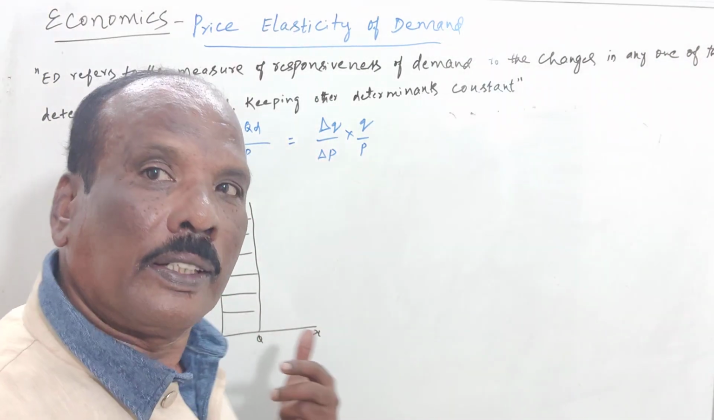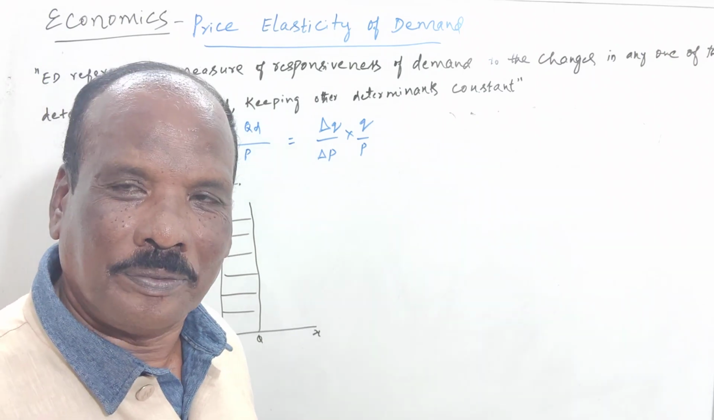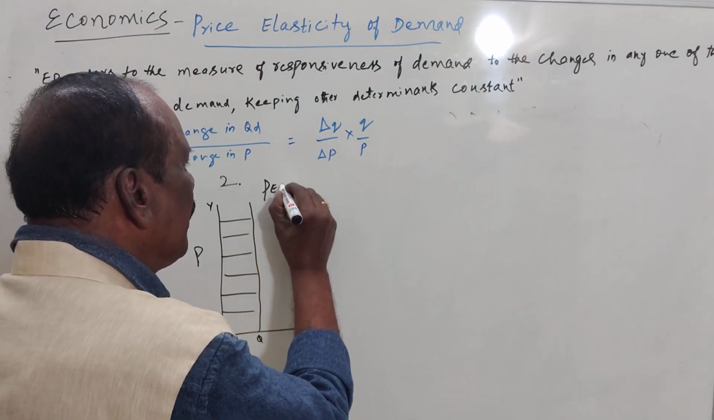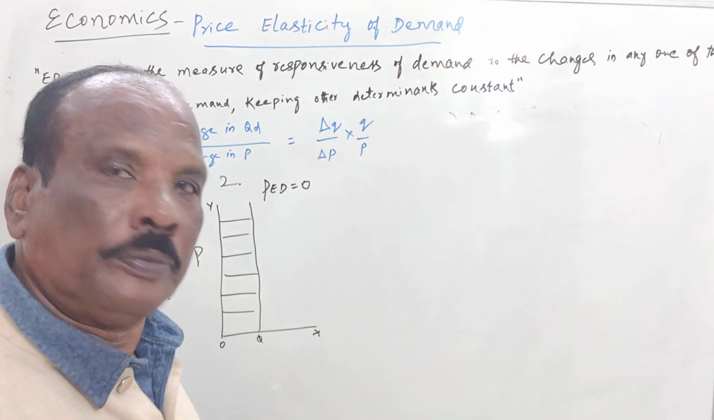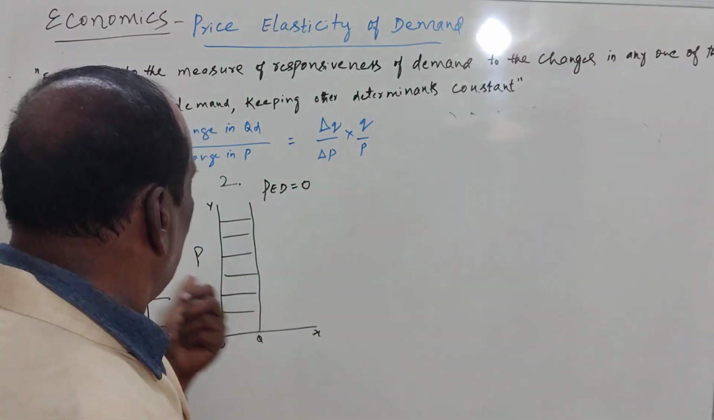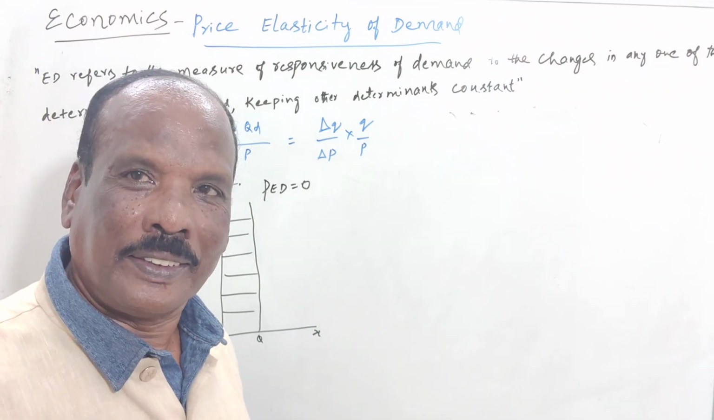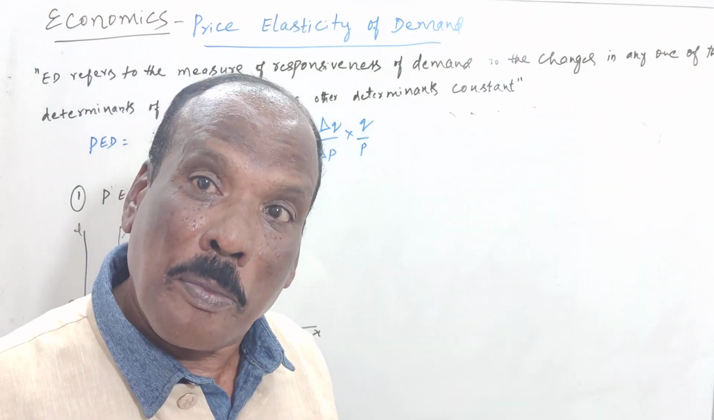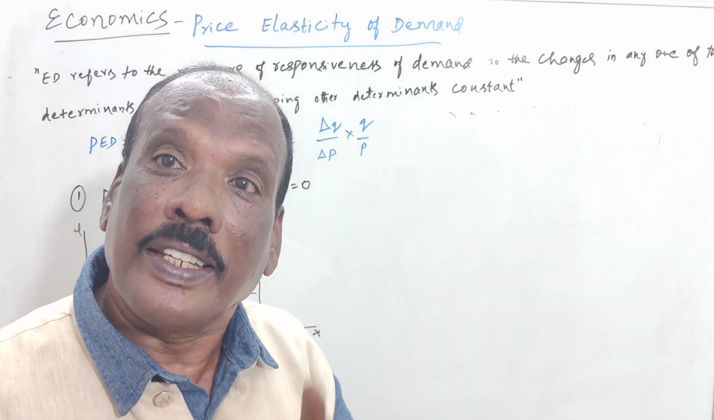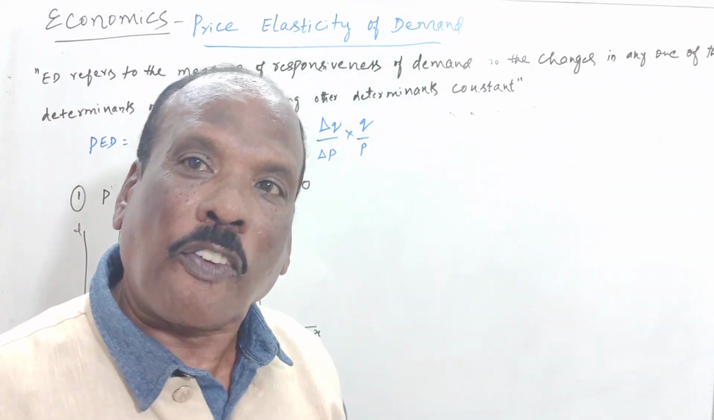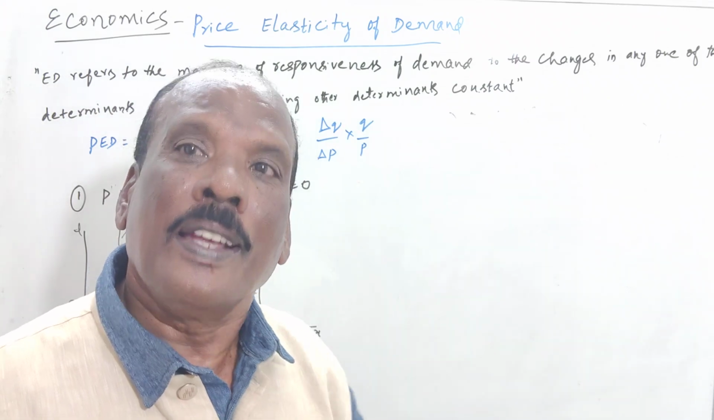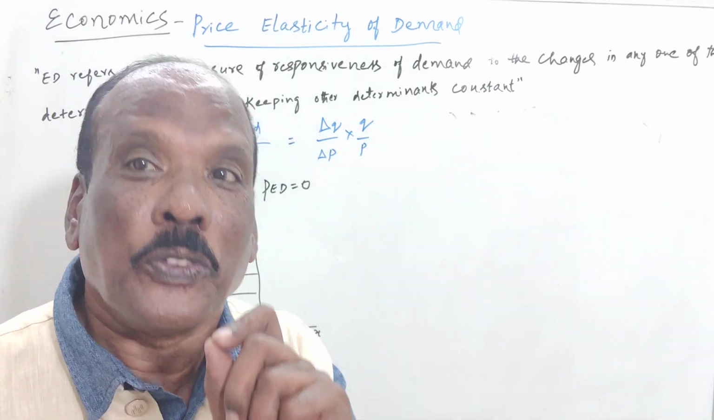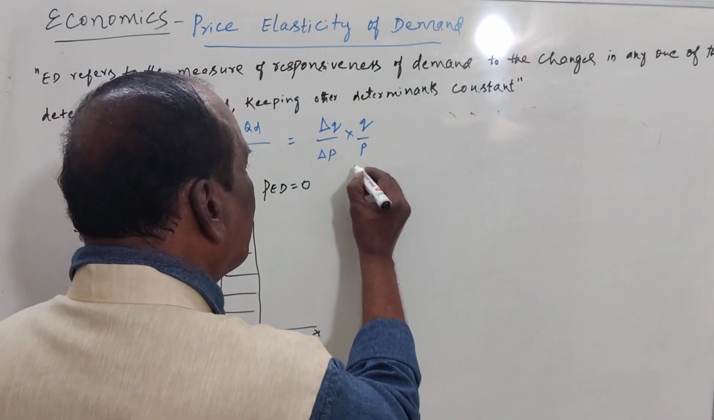Here the demand curve is vertical. PED is equal to 0. Right? In perfectly elasticity of demand, the demand curve is horizontal and PED is equal to infinite. In perfectly inelasticity of demand, the demand curve is vertical, and PED is equal to 0. Coming to the third one.